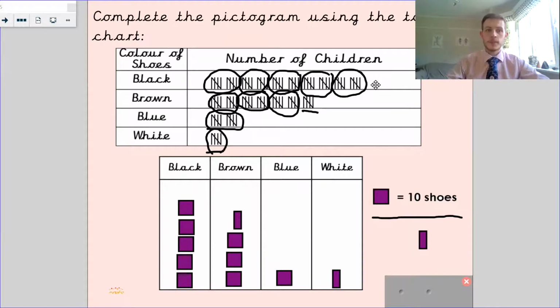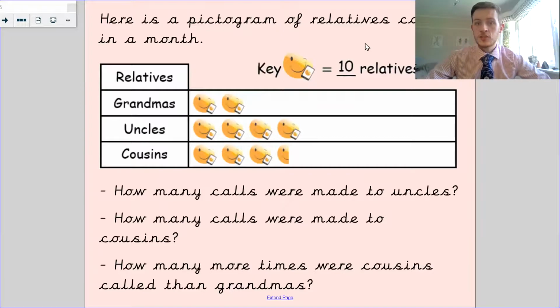Good job. Right, here's another pictogram of the relatives that have been called in a month. So what relatives are the people that you know in your family, people that are related to you. So you've got grandma, uncle, and cousins. Now, your key says one smiley face with a phone is 10 relatives called. So every time you see one of these, it's worth 10.